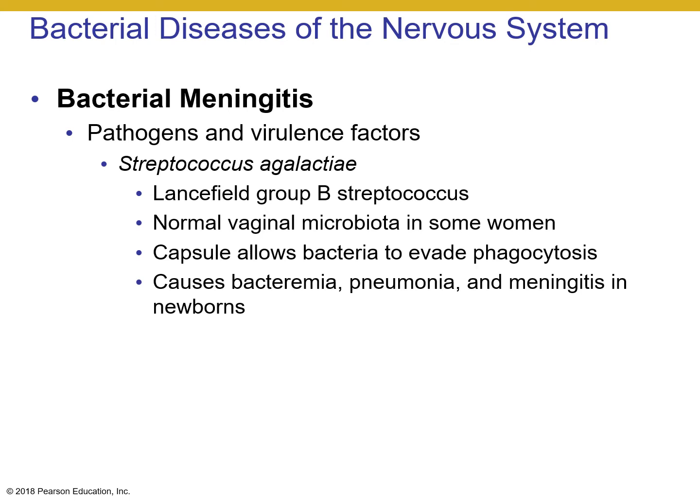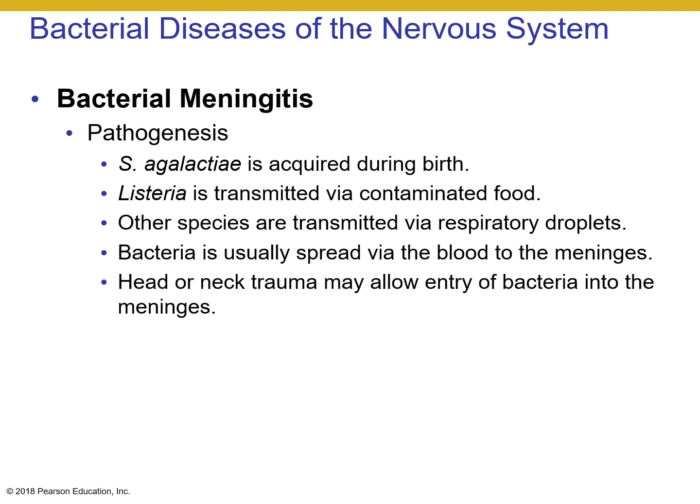And then we have Streptococcus agalactiae. This is normally found in the vagina in some women, not all. The capsule allows the bacteria to evade phagocytosis, and it can cause bacteremia, pneumonia, and meningitis in newborns. It can cause a major problem with newborns. When we look at this, most of the time when we see it in newborns, they've gotten it from their mother.